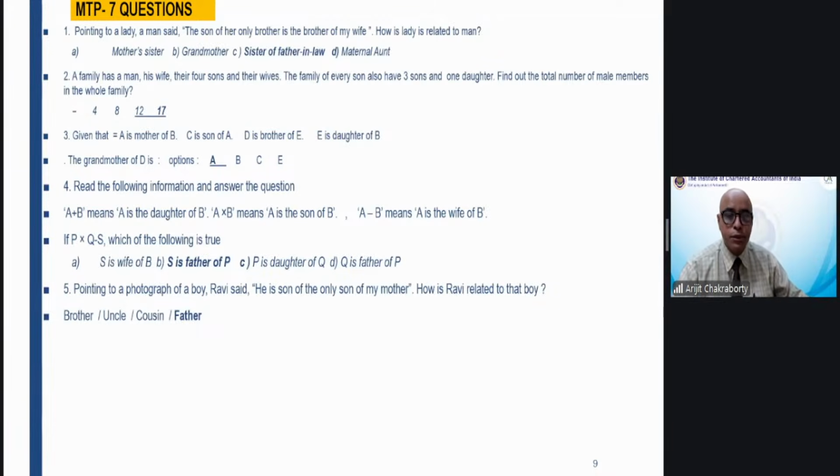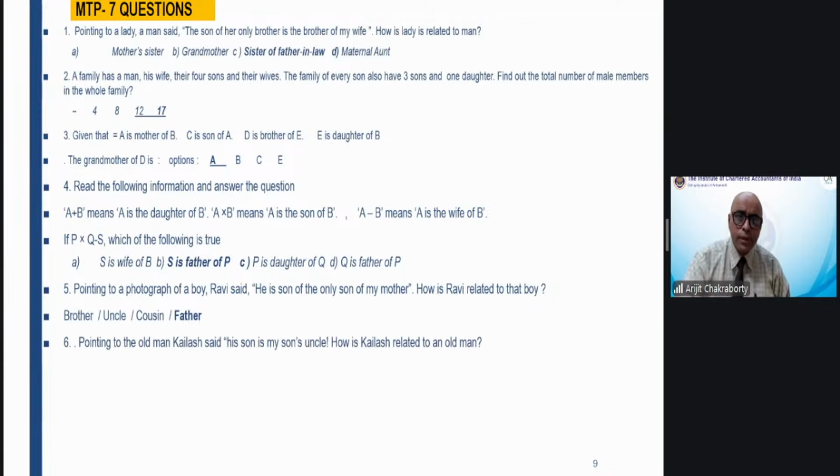So what is the relation of Ravi and the boy? Obviously, the boy is the son of Ravi. Conversely, Ravi is the father of the boy. Option number D, question number 5. So I hope you can see one by one we are solving it live, not showing the answer, but arriving at the answer step by step. And I hope you can see the process we follow.